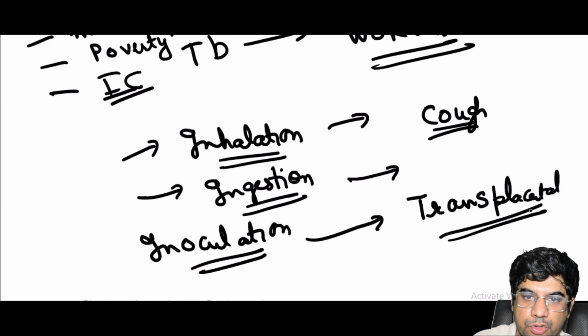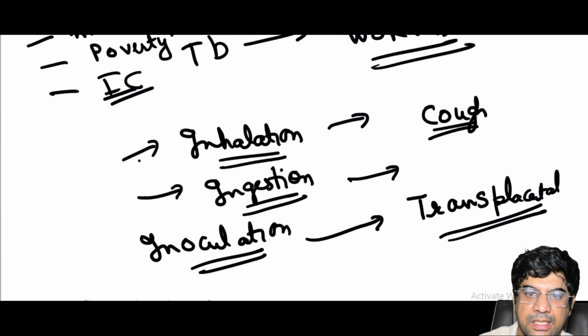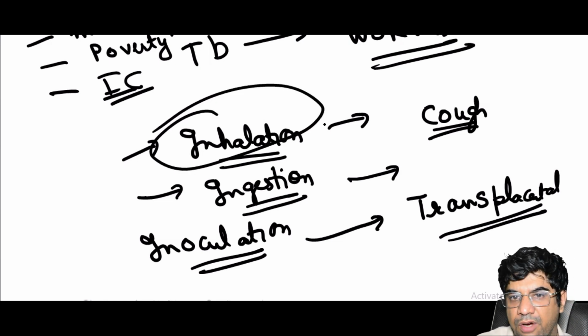So what is the most common way TB is transmitted? It's the inhalation method. The inhalation of droplets from the infected person's cough is the most common way of tuberculosis spread.